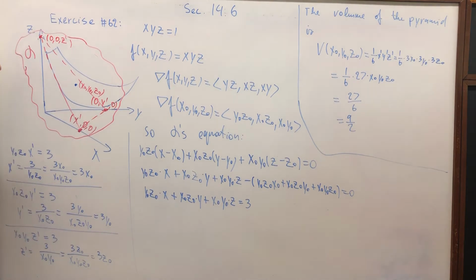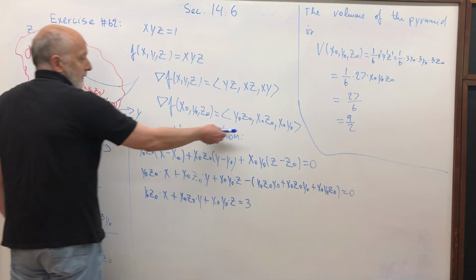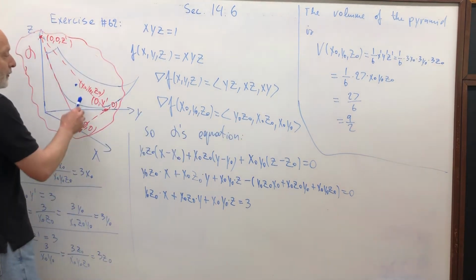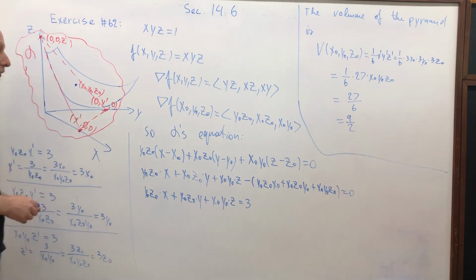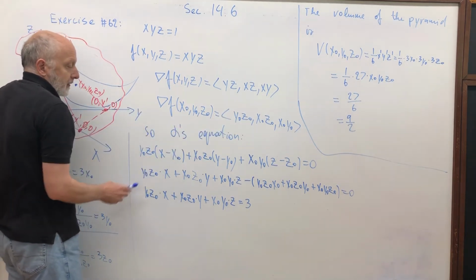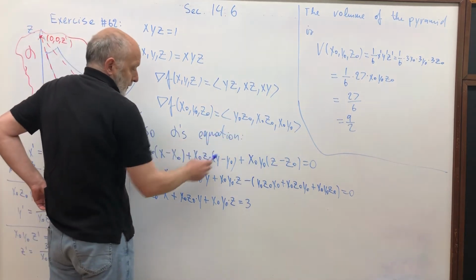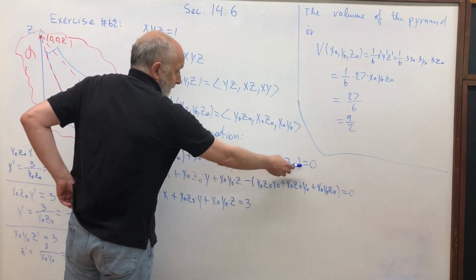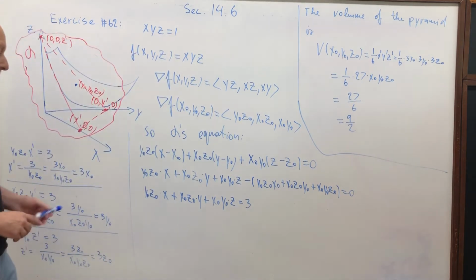So we are looking for a plane such that this vector is the normal vector of alpha, and alpha goes through the point x0, y0, z0. So we have a normal vector and a point which belongs to this plane. We know the equation is going to be this way: y0z0 times (x minus x0), plus x0z0 times (y minus y0), plus x0y0 times (z minus z0), is equal to 0.